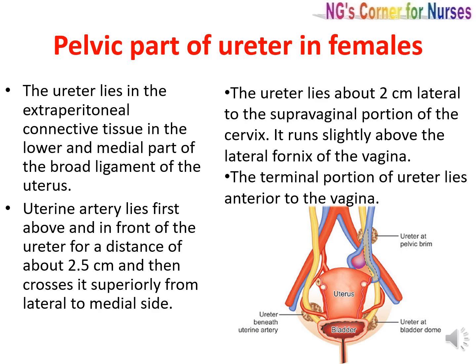The ureter lies about 2 centimeters lateral to the supravaginal portion of the cervix. It runs slightly above the lateral fornix of the vagina, and the terminal portion of the ureter lies anterior to the vagina.